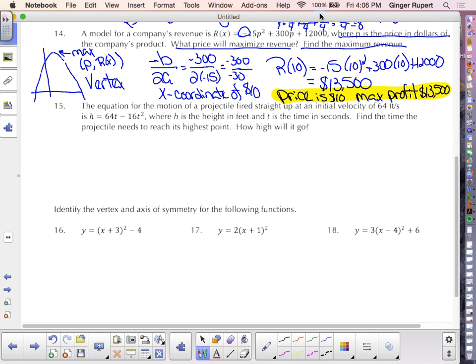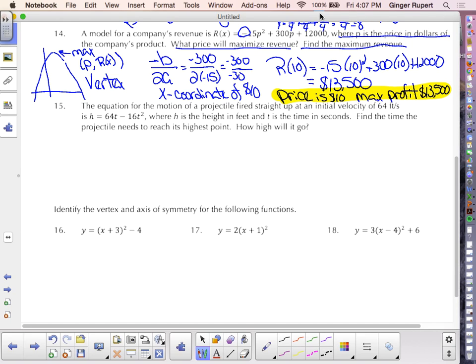Okay, number 15 says the equation for the motion of a projectile fired straight up at initial velocity of 64 feet per second is h equals 64t minus 16t squared, where h is the height in feet, t is the time in seconds. Find the time the projectile needs to reach its highest point, and how high will it go? So what is that highest point?